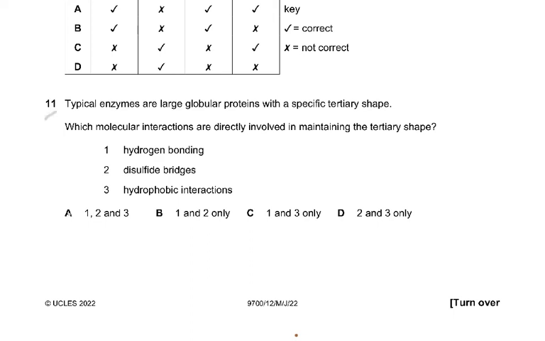Now coming to question number 11. Typical enzymes are large globular proteins with a specific tertiary shape. Which molecular interactions are directly involved in maintaining the tertiary shape? Hydrogen bonding, yes. Disulfide bridges, yes. Hydrophobic interactions, yes. So the answer is A. You have to know that primary structure is only peptide bonds. Secondary structure is hydrogen bonds only. Tertiary has all four: hydrogen, ionic, disulfide, and hydrophobic interactions.